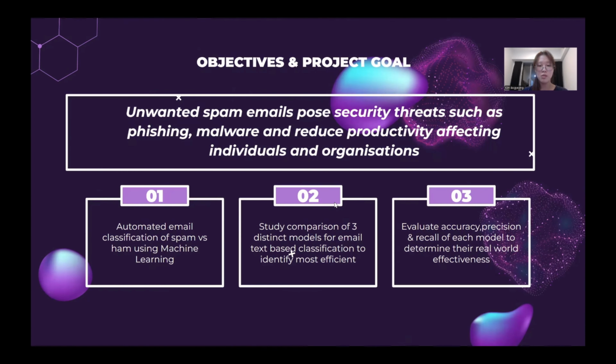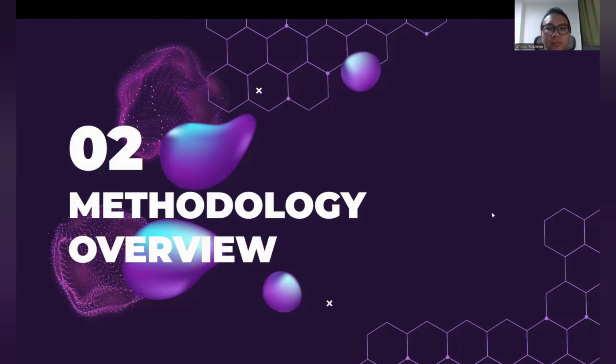These days, unwanted spam emails pose security threats such as phishing, malware, and reducing productivity, affecting individuals and organizations. Our main objective is to automate the classification of spam and ham emails using machine learning. We compare three different models to identify which one performs best in terms of accuracy, precision, and recall. This helps us determine the most effective approach for real-world email filtering.